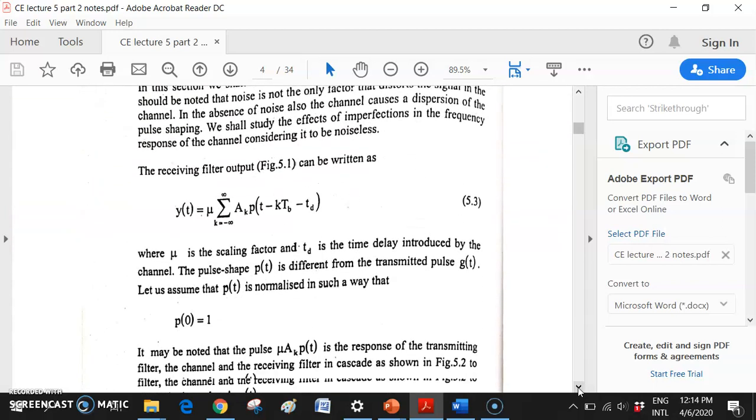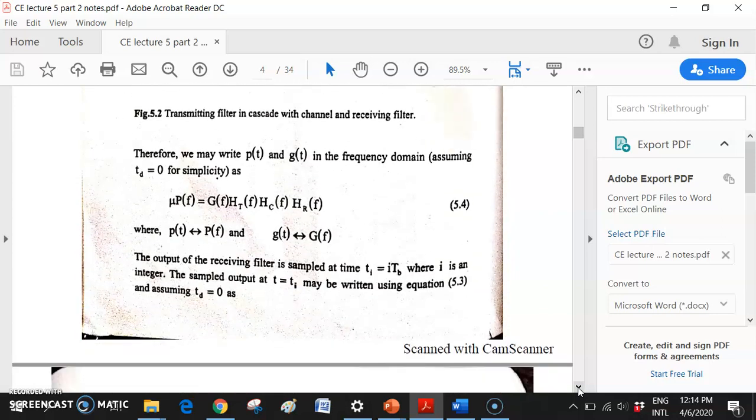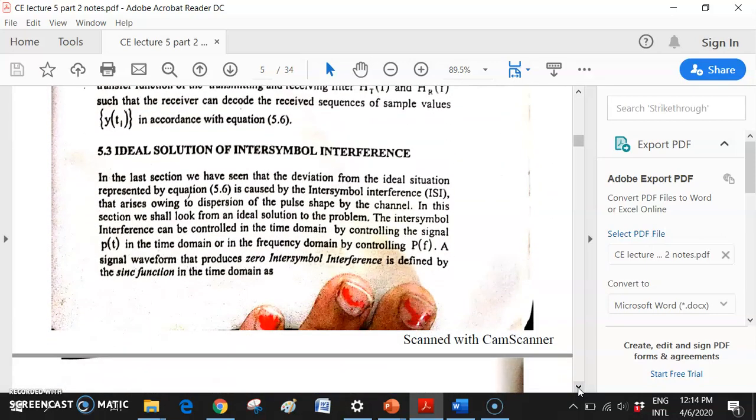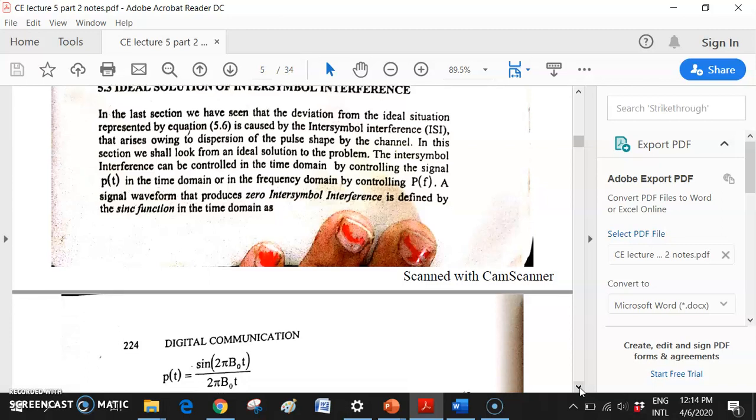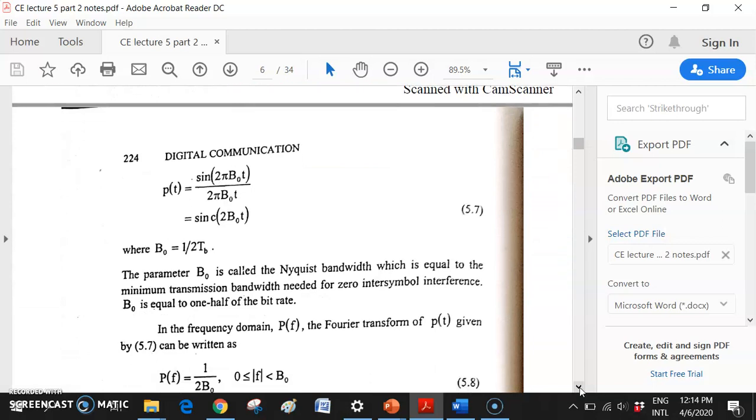So this is inter-symbol interference. Is it clear what YT is? In the expression of YT there is the function PT, and the frequency domain version is PF. Basically, a signal waveform that produces zero inter-symbol interference is defined by the sinc function. If the receiving filter output YT contains PT such that PT is a sinc function, this is called the sinc function, where B0 is 1 by 2 TB.